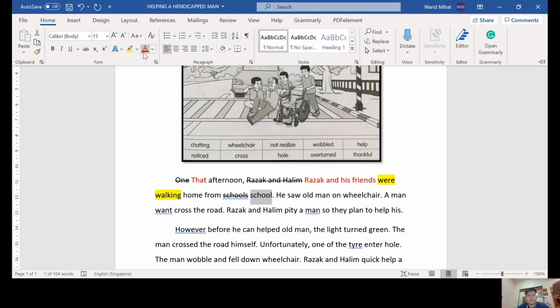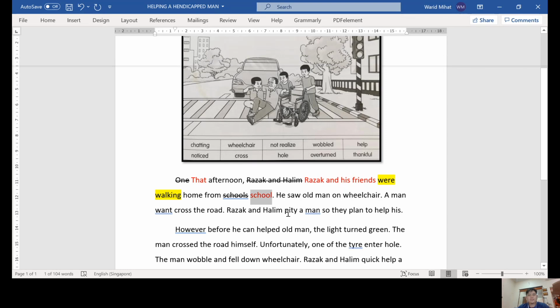Sorry. Right. So that afternoon, Raza and his friends were walking home from school. So kita tukar that afternoon because kita nak correspond the time frame with the tenses yang kita prefer, were walking. Right. And as I've mentioned earlier, there's another version of going about this.